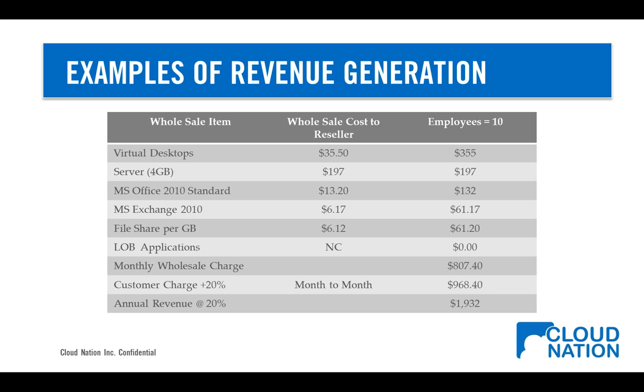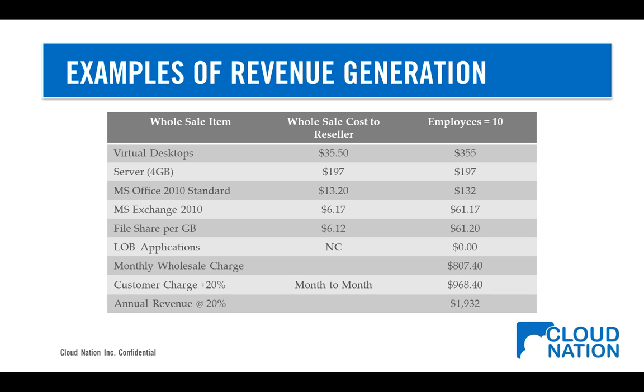So Robert, maybe you can go into the examples of the revenue generation here and go through this slide, if you will. Yeah, thanks, Tom. There are basically four or five components that are important here. Your virtual desktops are delivered out.